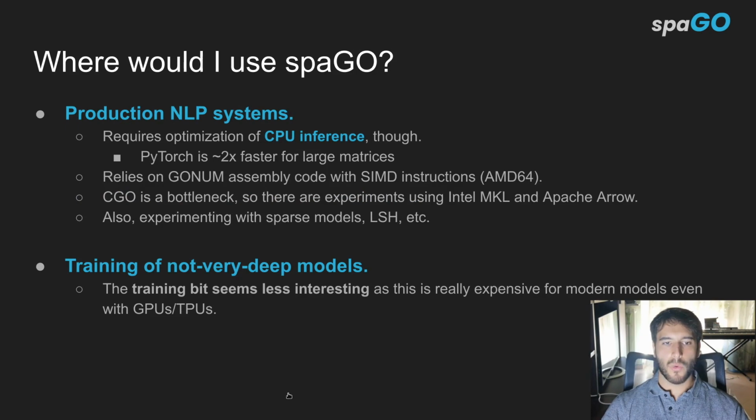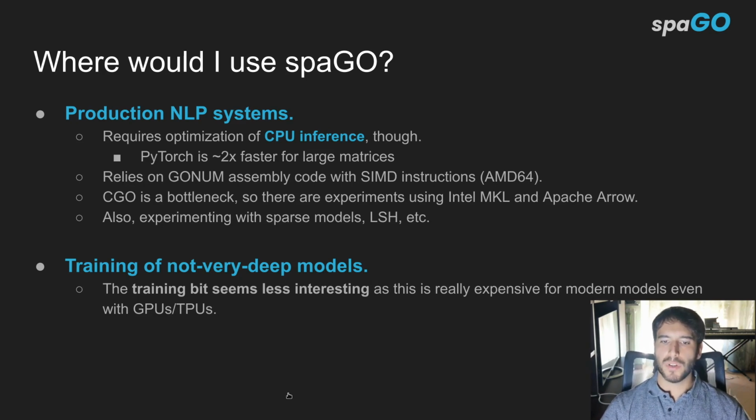I assume we can increase the speed of CPU inference, probably together. Again, I ask for your help. And currently, PyTorch is around twice as fast, especially for large matrices. But already now, spaGO is not that slow. We rely on Go assembly code optimized for AMD64 architecture. So indeed, it's quite fast for some linear algebra operations.